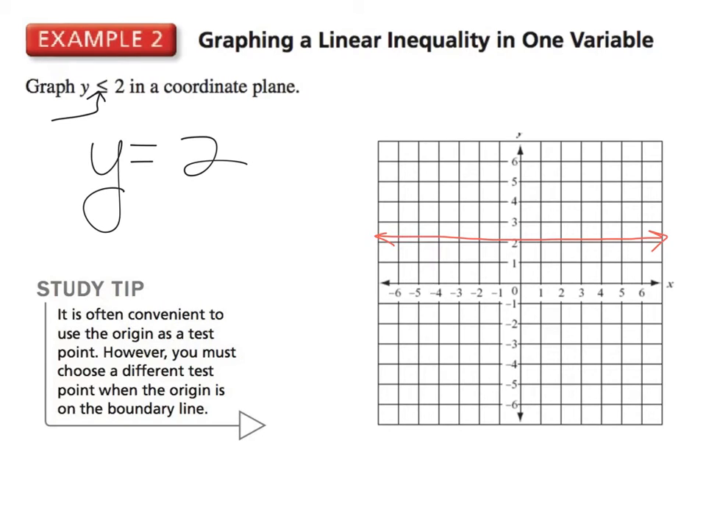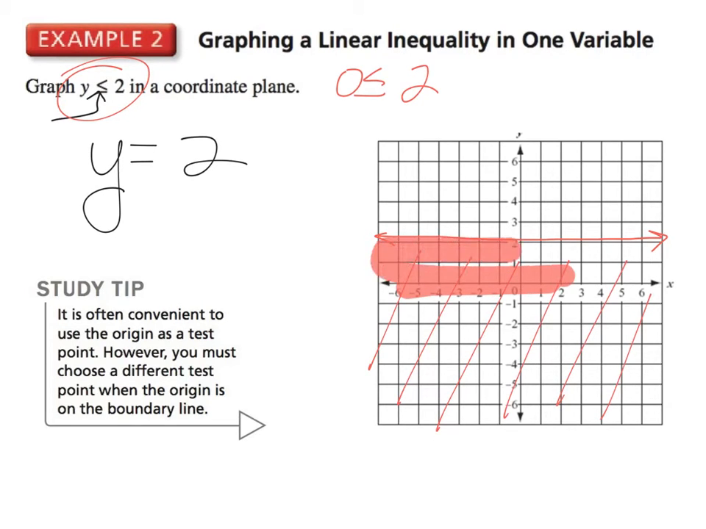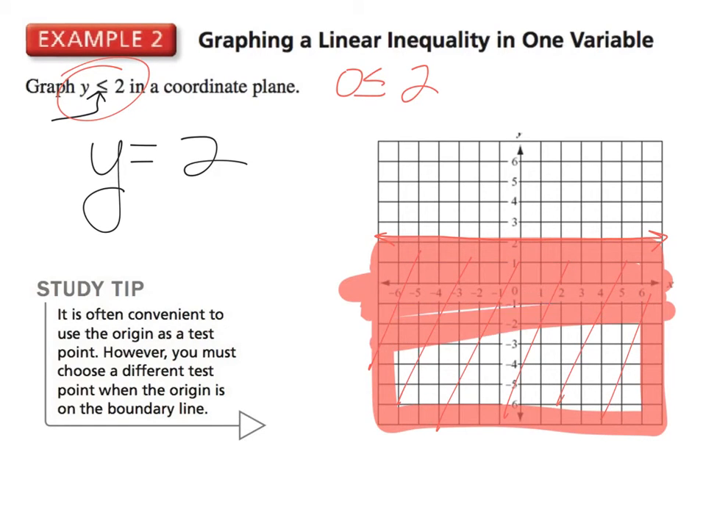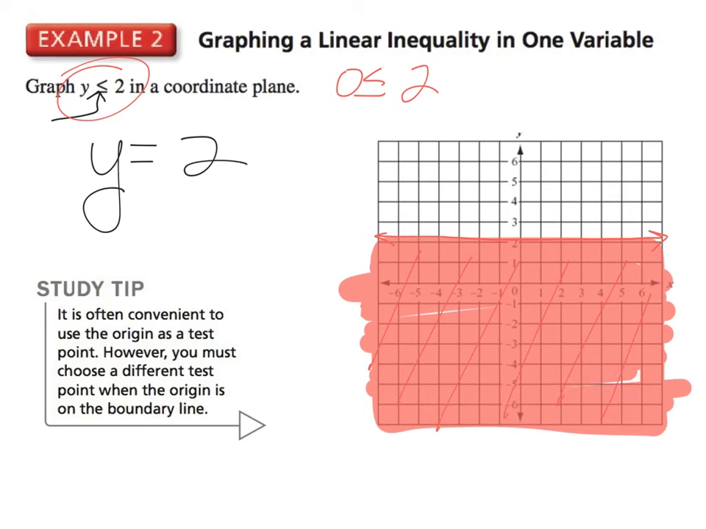So if I plug in 0, 0 to my inequality, 0 is less than or equal to 2. That is true. So since 0, 0 is true, that's the part I shade. So I would shade this side. So all of your solutions would lie underneath the boundary line.